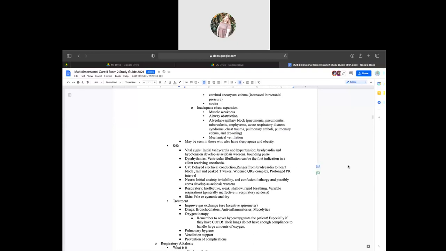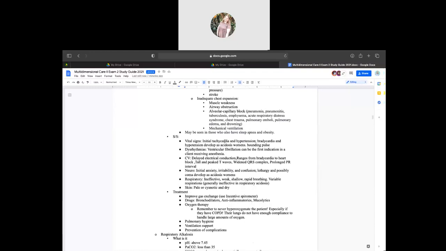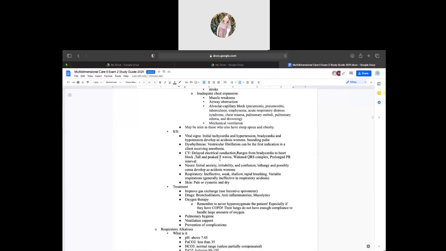Here are some signs and symptoms of respiratory acidosis. Vital signs, you're going to have tachycardia, hypertension. You may have bradycardia, hypotension as it worsens. The pulse is going to be bounding. Often they're going to be in fluid overload. You may have VFib, delayed electrical conduction. They may have a lot of EKG changes.